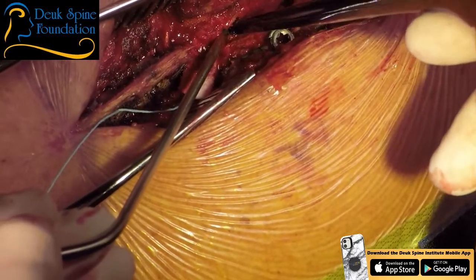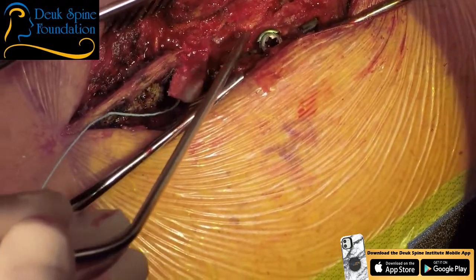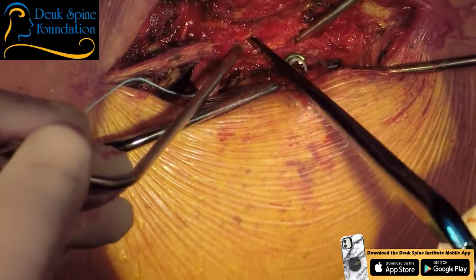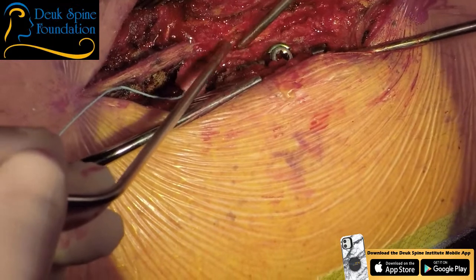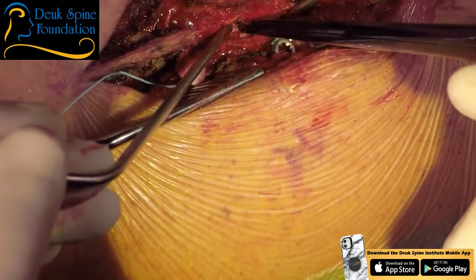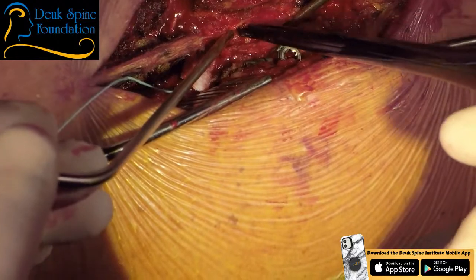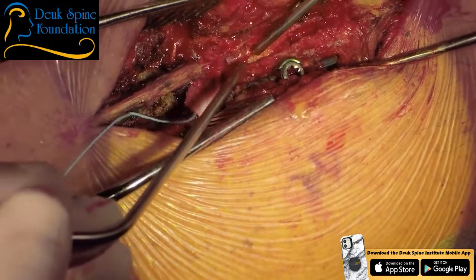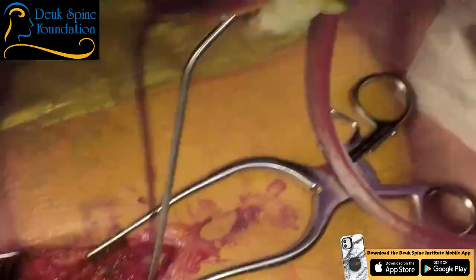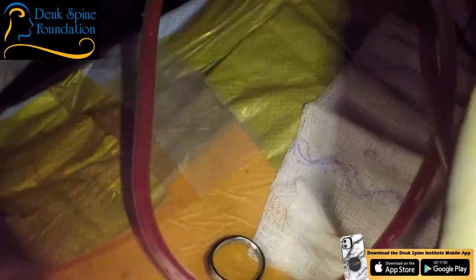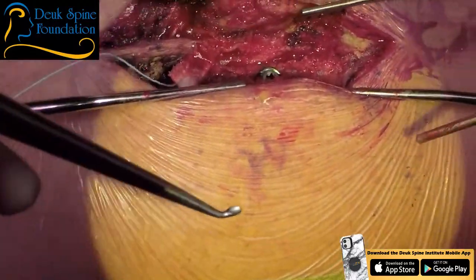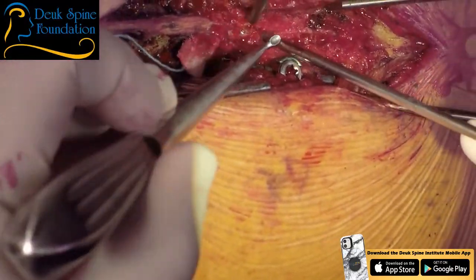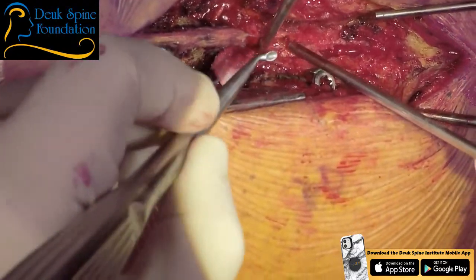Yes, sir. It's always better to use a bigger Kerrison when you can, because there's less likely you're going to trap the dura in that Kerrison's teeth. Bigger's better. However, you have to balance it with the footplate, because the footplate's bigger. Let me have an angled curette. So the footplate's bigger, so you push down on the dura more. So you have to balance pushing down on the dura with biting the dura.